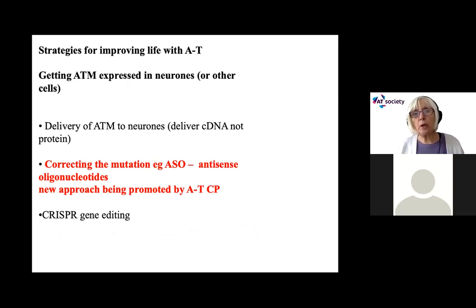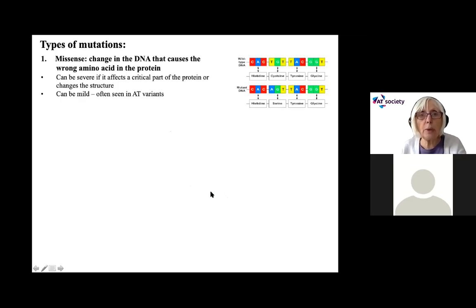Okay, so that's what we call, in a way, vectorology. It's how we're delivering the means for the cell to start making ATM protein again. Now, a second kind of approach here is correcting the mutation that's in the cell. I'm going through this approach first, and then I'll do another one where you're actually changing that mutation. This approach has been promoted by the AT Children's Project in the US.